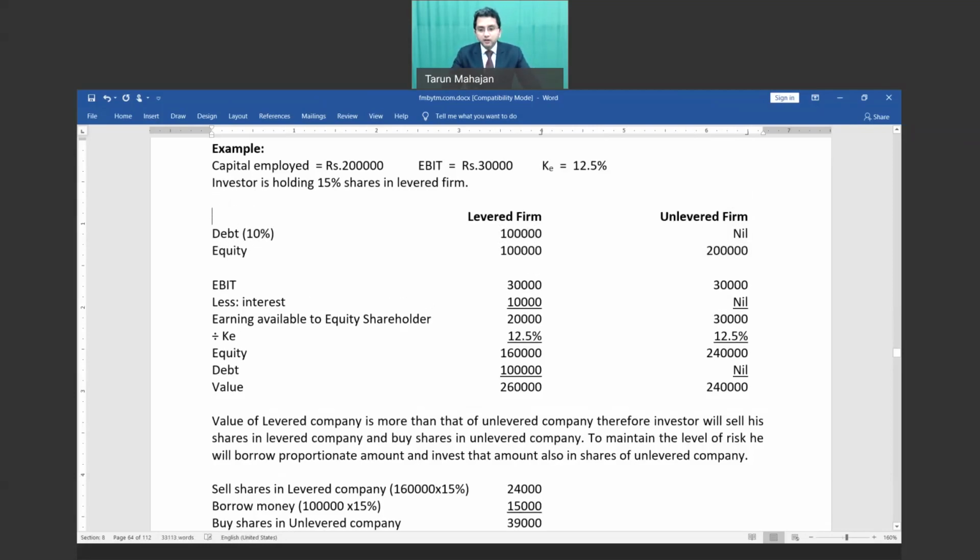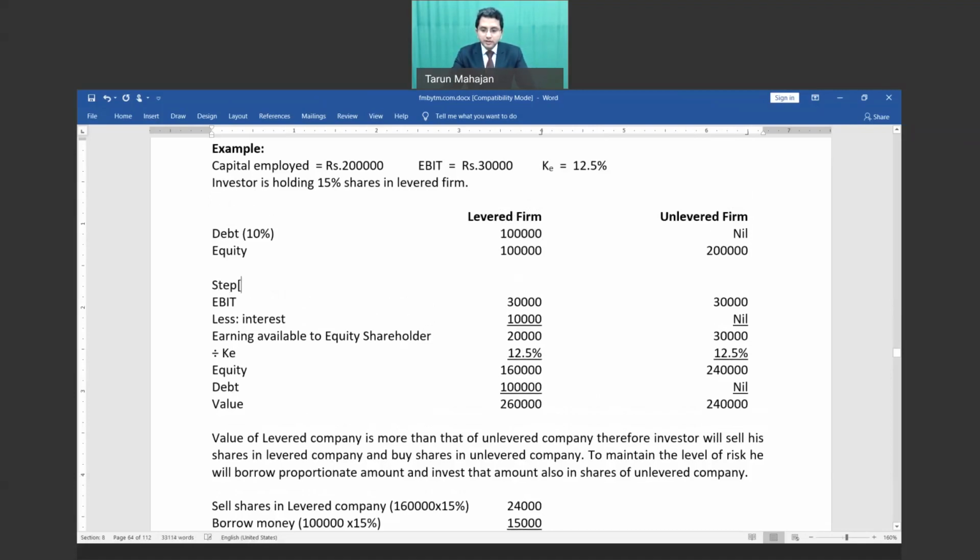So this is kind of, here I go. Step number 1, under Modigliani and Miller approach, I'll name it calculation of value. The step number 1 of Modigliani and Miller approach exactly looks like net income approach. You start with EBIT, then you deduct interest to arrive at earning available to equity shareholder. Is it 20,000 and 30,000?